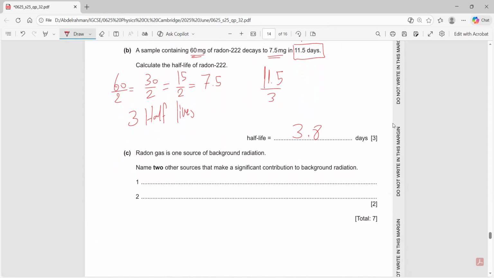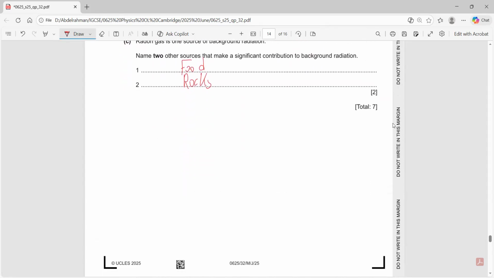We need 2 other sources that make a significant contribution to the background radiation. Background radiation, such as food, you can say rocks, you can say cosmic rays from the sun or from whatever. You have many sources of background radiation.